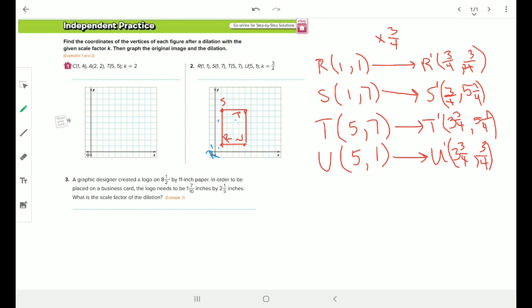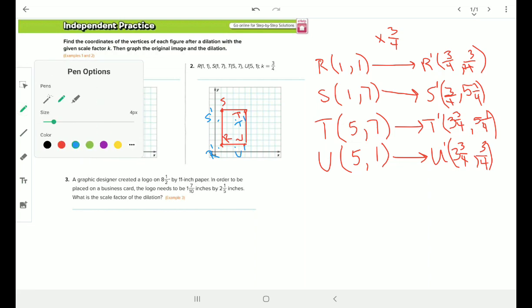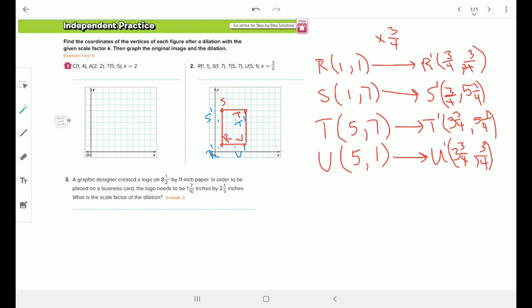And my last one is (3 3/4, 3/4). So I have to finish this rectangle. So that would be right there. And now I will label my points S prime, T prime, and U prime. And now I can draw my image. See how this goes.